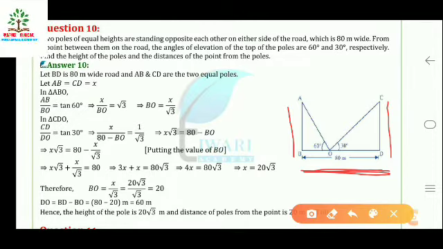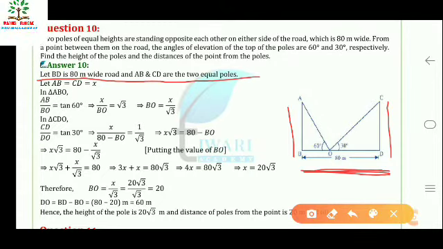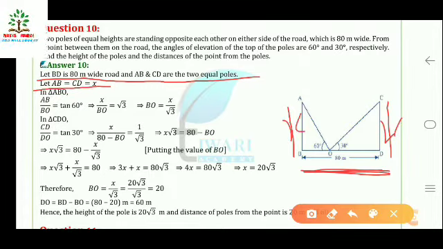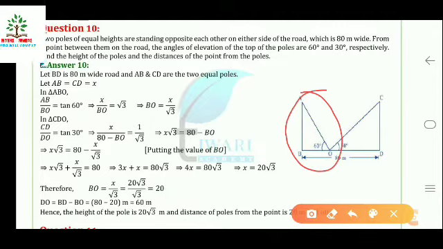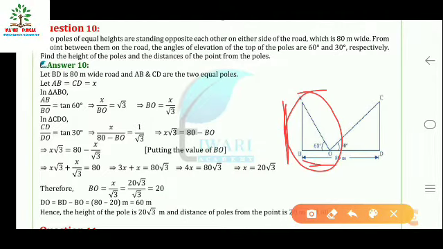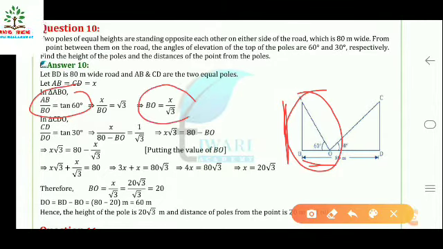So let BD be an 80 meter wide road, and AB and CD are the two equal poles. Let AB equal to CD is equal to X. We have taken this as X, and this is also X. Now in triangle ABO, we have AB, that is perpendicular upon base, is equal to tan 60. So AB over BO is equal to tan 60. So X over BO is equal to root 3. So BO is equal to X over root 3.